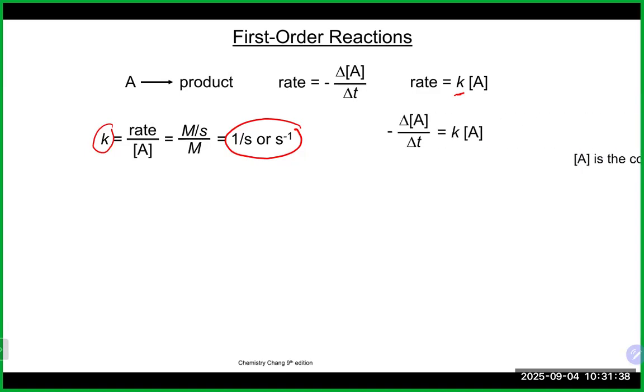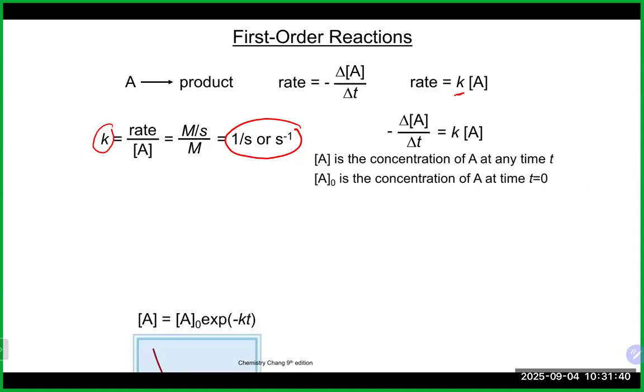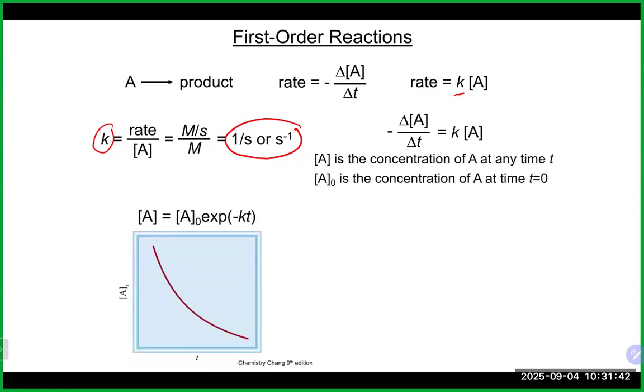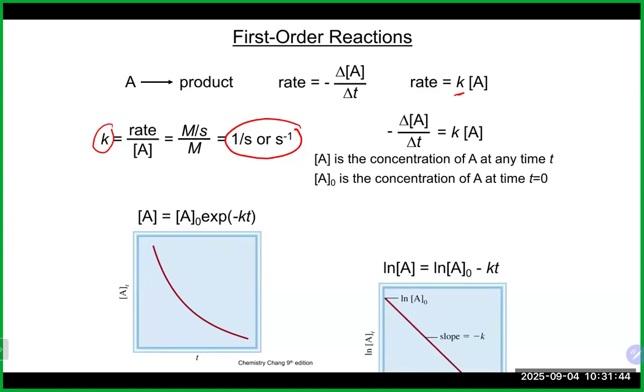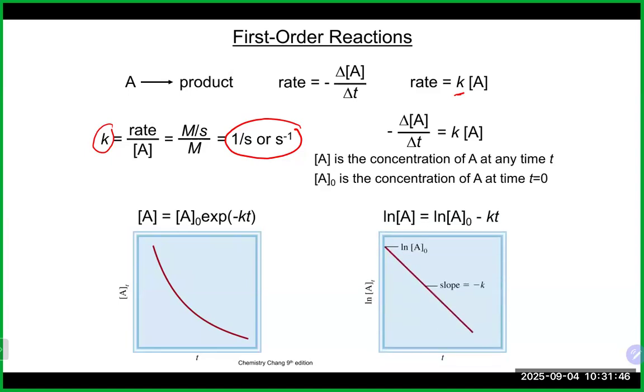So speaking of that, there is a typical graph, or a couple of typical graphs, that we see for a first order reaction. This graph here is just concentration over time. And what we typically see in a first order reaction is that it should start decreasing with time. As that reaction is happening, we'll see this decrease with time.